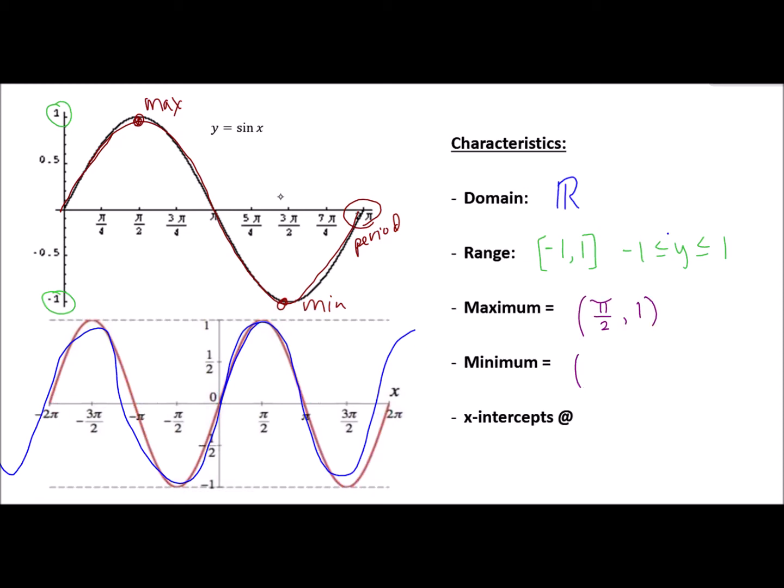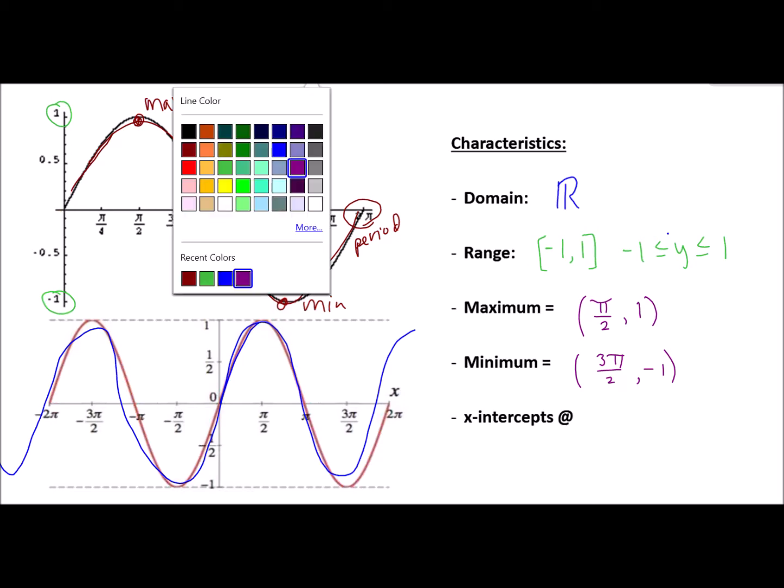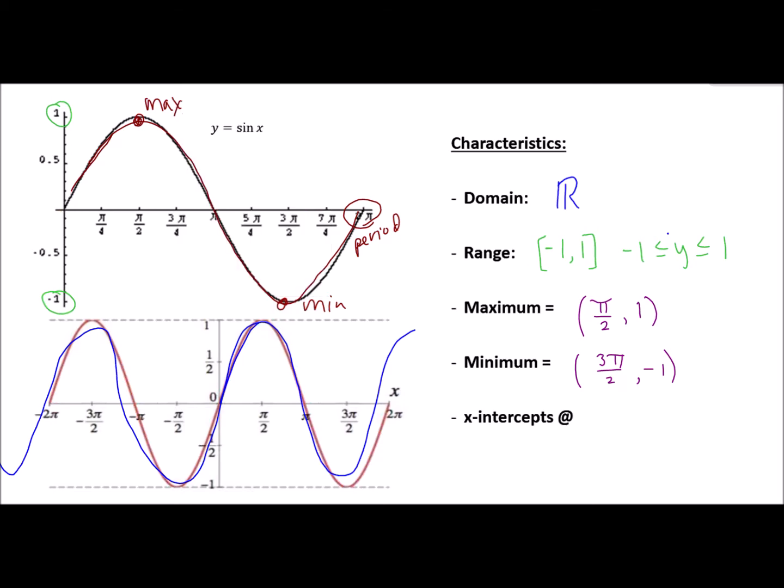Now looking at this picture, the maximum happened at pi halves and 1. And the minimum happens at 3 pi halves and -1. And then if you finish looking at the graph, you've got 3 intercepts. You've got an intercept here, here, and here. So intercepts are at (0, 0), (pi, 0), and (2 pi, 0). That's for sine. Those are the main characteristics. You're going to end up having to graph them, and that's how you do it, by the max, the min, and the x-intercepts.